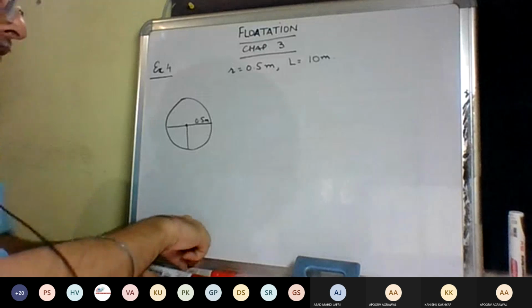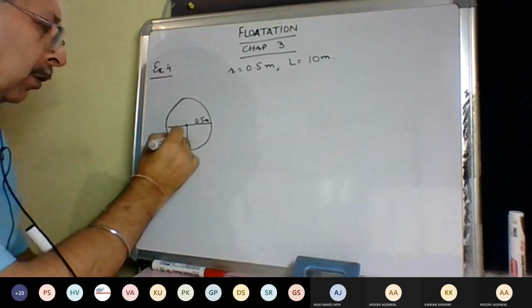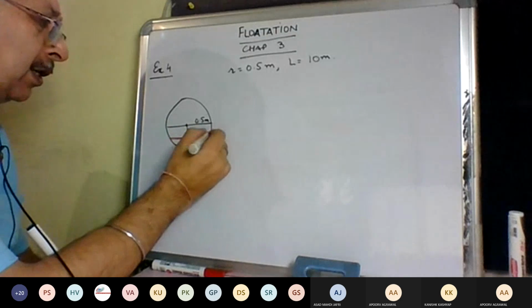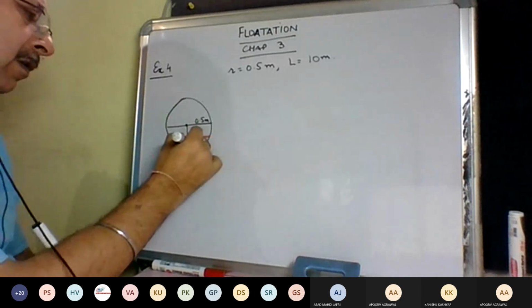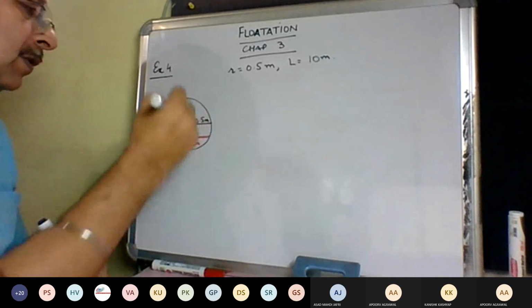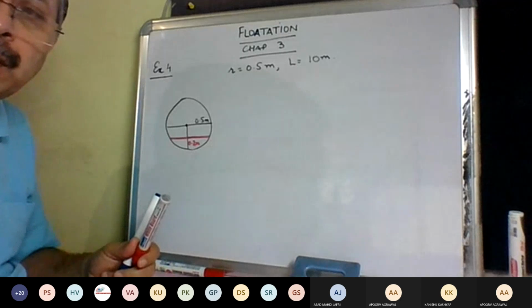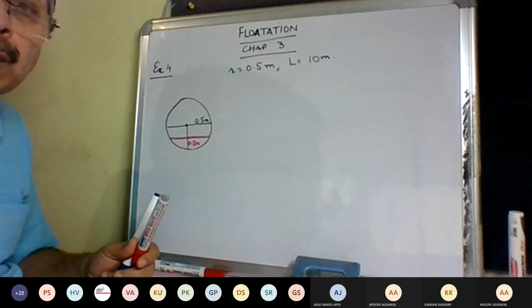So she floats at this draft. So this draft is 0.2 meters. This is the draft at which she floats.